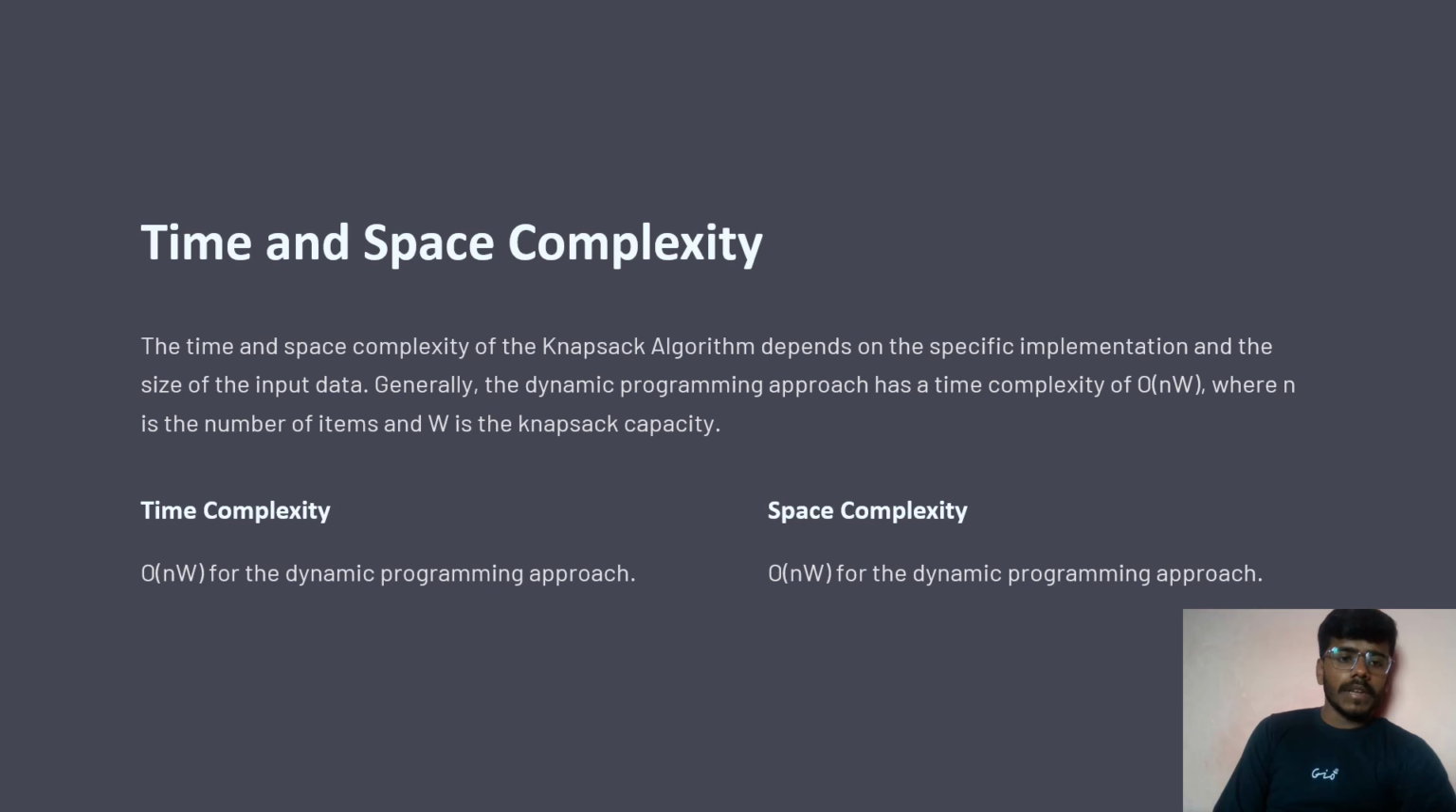Then time and space complexity. The time and space complexity of the knapsack algorithm depends on the specific implementation and the size of the input data. Generally, the dynamic programming approach has a time complexity of O(n × W), where n is the number of items and W is the knapsack capacity. Time complexity O(n × W) for the dynamic programming approach. Space complexity O(n × W) for the dynamic programming approach. Time and space complexity both are the same here.